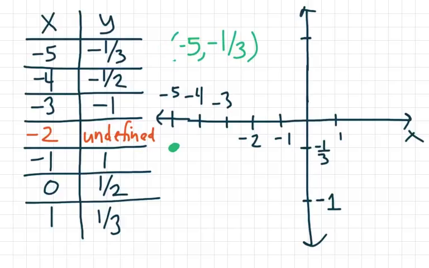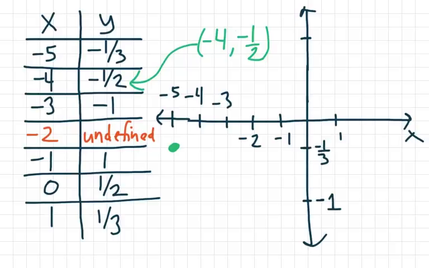Okay, let's try out our next point. Our next point here in the table, if I write it as an ordered pair, would just say -4, -1/2. That tells me to go back to an x value of -4 and then drop down by 1/2. I'm going to plot that point right here over on my axis. This place right here would be -1/2.